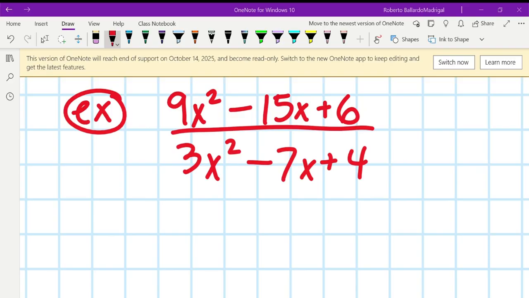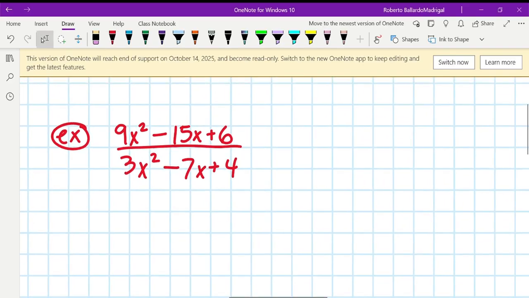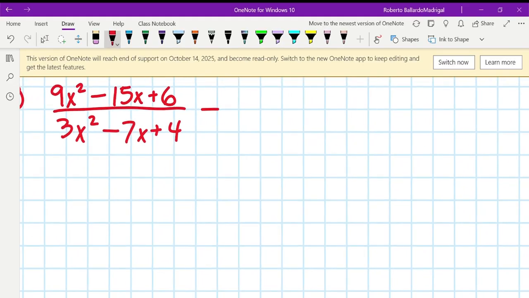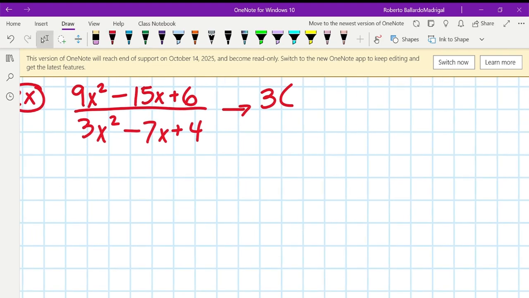For the top, look at the coefficients. Look at the numbers themselves. We have 9, we have 15, and we have 6. What does 9, 15, and 6 have in common as a factor? A factor of 3. Very good. So we're going to actually take out a 3 from the top. If we take out a 3 from the top, then what are we left with as a trinomial? 3x squared minus what? Minus 5x plus 2. Very good.